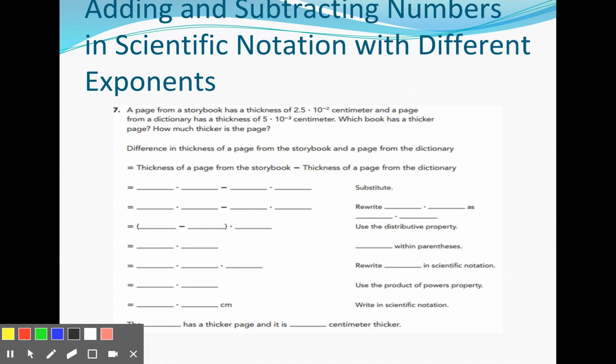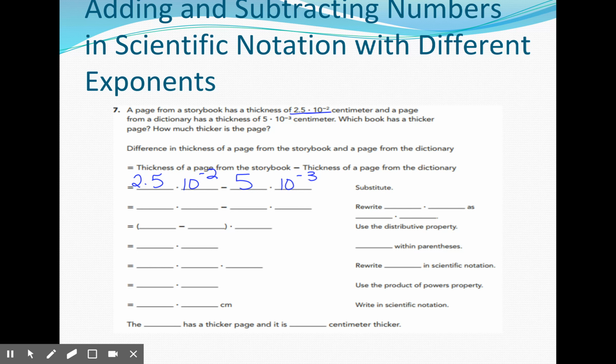We have a page from a storybook with a thickness of 2.5 times 10 to the negative second centimeter, and a page from a dictionary of 5 times 10 to the negative third. Which book has a thicker page? How much thicker is the page? So they're asking for a comparison and then what is the difference? Okay, so again, for the difference, we're going to start with our larger number here, 2.5 times 10 to the negative second minus 5 times 10 to the negative third.